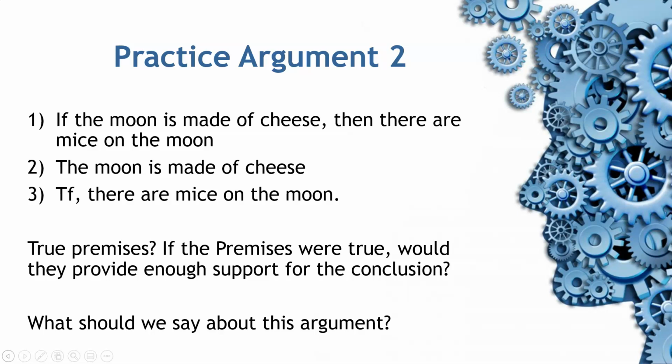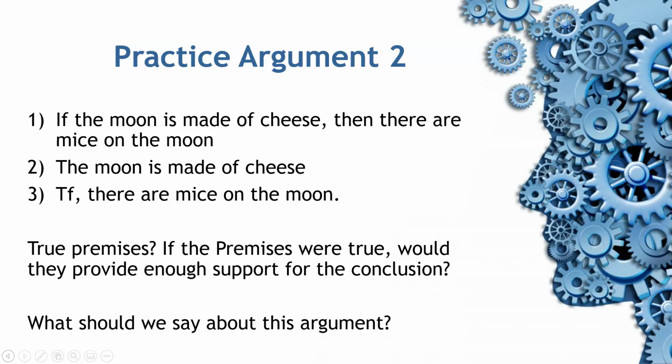But it turns out we don't really need to evaluate the truth of premise 1 because we can skip to premise 2. The moon is made of cheese. That is false. So our answer to the first question, does this argument have all true premises? No, it does not. So we already know this is a bad argument, but just for the sake of completeness and to show you how these questions can be pulled apart, let's look at the second question.